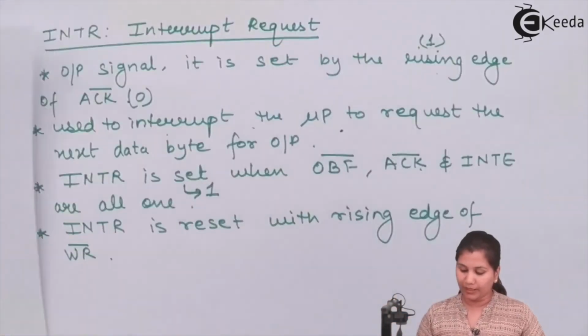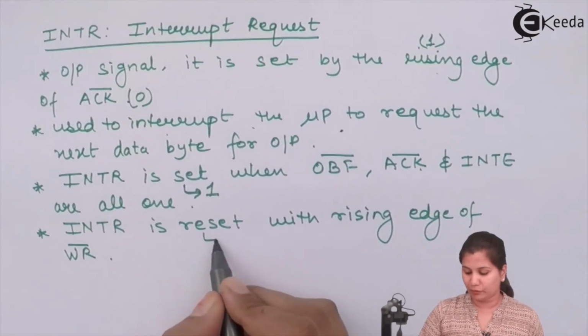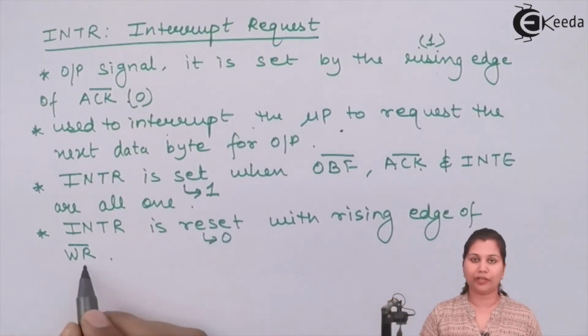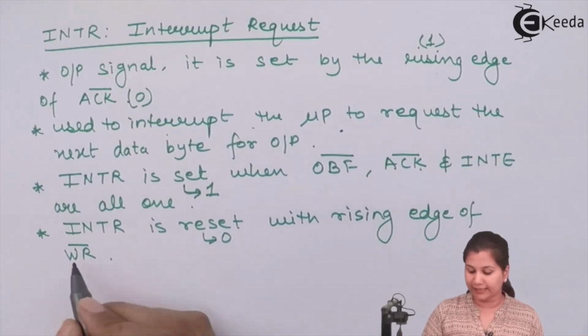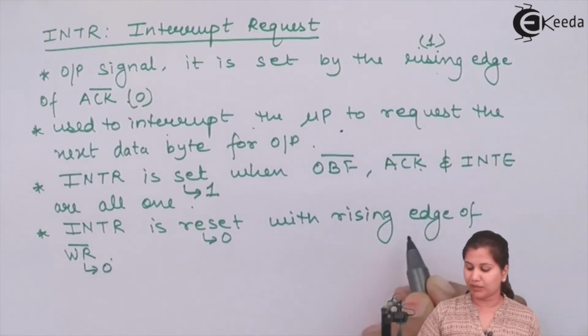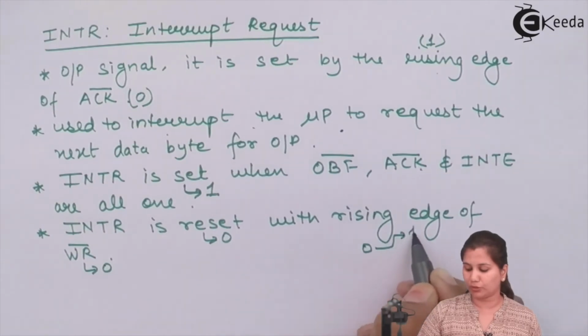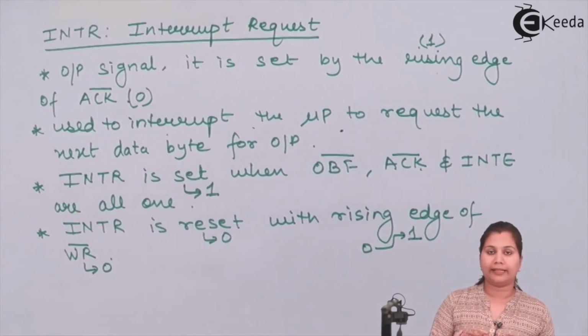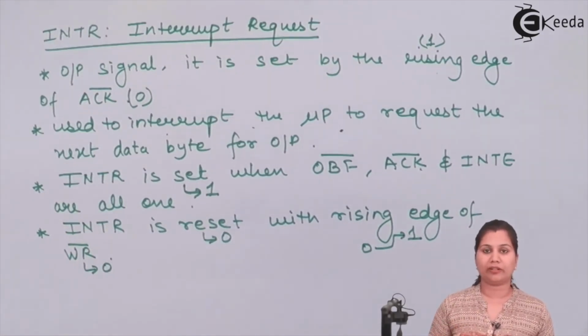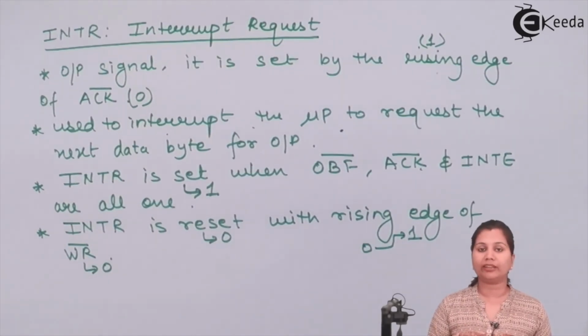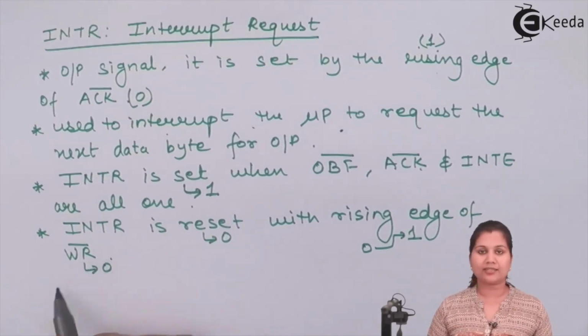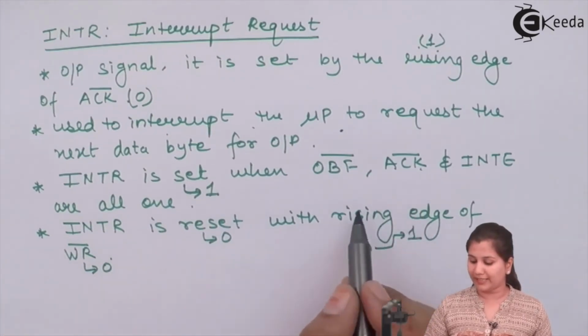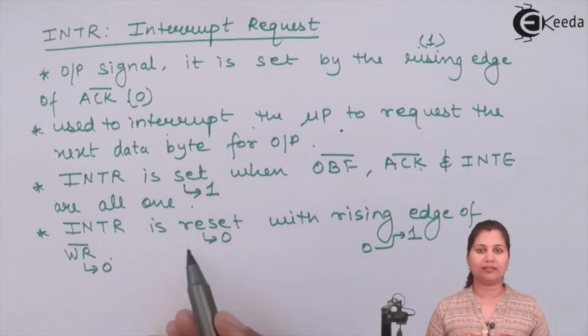Next, it is reset, meaning its value becomes 0, with the rising edge of WR bar, that is the write signal. It's an active low signal, so rising edge means when its value is changing from 0 to 1. When this write signal is low, the data byte from the microprocessor is being written into the ports A and B of the 8255, and when the data byte has been written on the output latch, then again this write will become 1. So the rising edge will make the interrupt request signal reset.